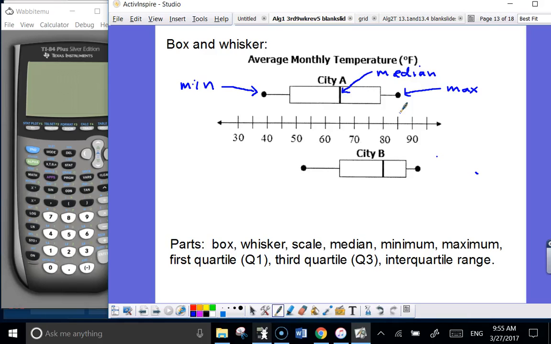Now, the left side of the box is called Q1, first quartile. The right side of the box is Q3, or third quartile. And if you would subtract the value of Q1 from the value of Q3, which is telling you the width of the box, that's the interquartile range. It's another measure of spread.